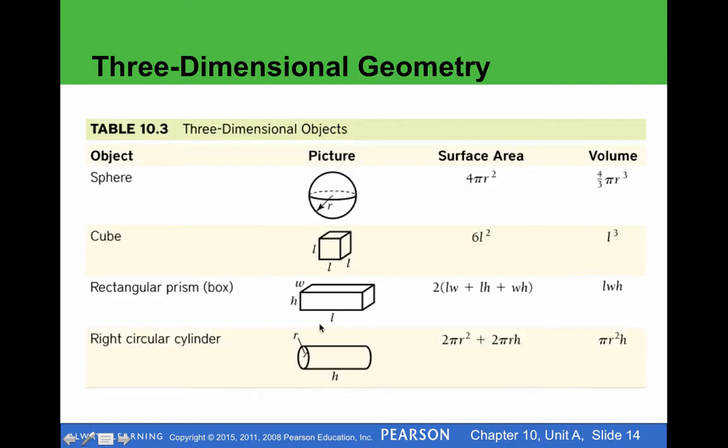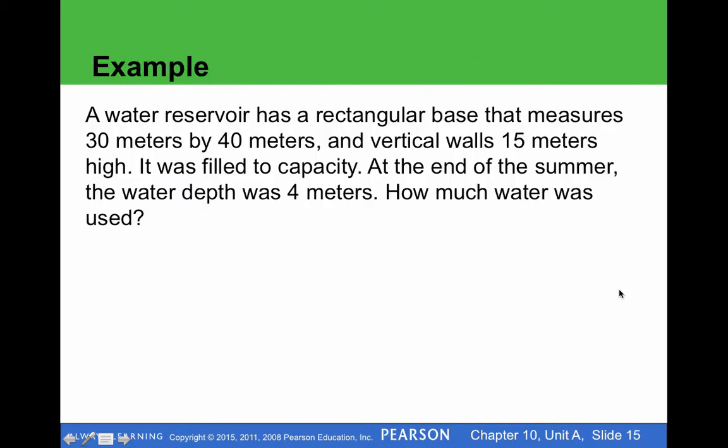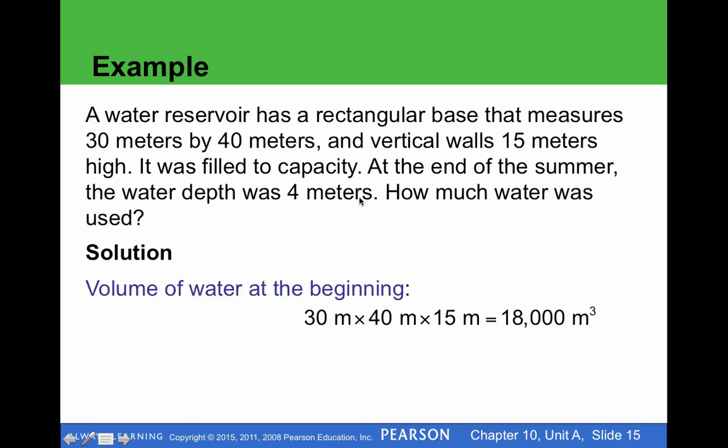So we're definitely looking at a rectangular prism of a pool, and we're looking at the volume, length times width times height. They filled this pool to capacity at 15 meters high, but then at the end of the summer it was only 4 meters high. So 11 meters was used as far as the height. So that's what we're going to use to find the volume.